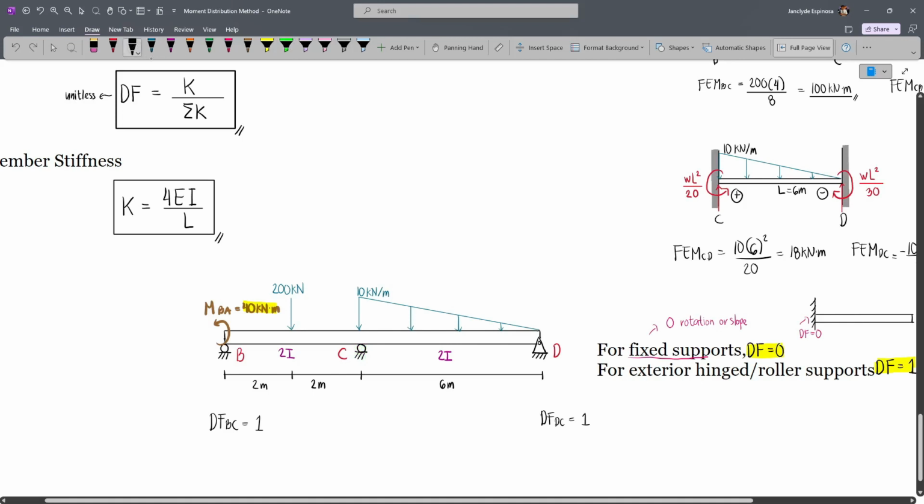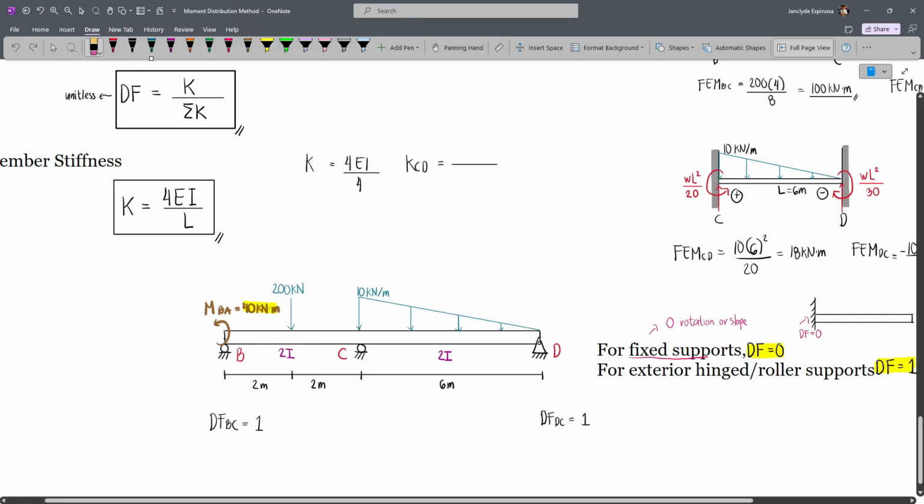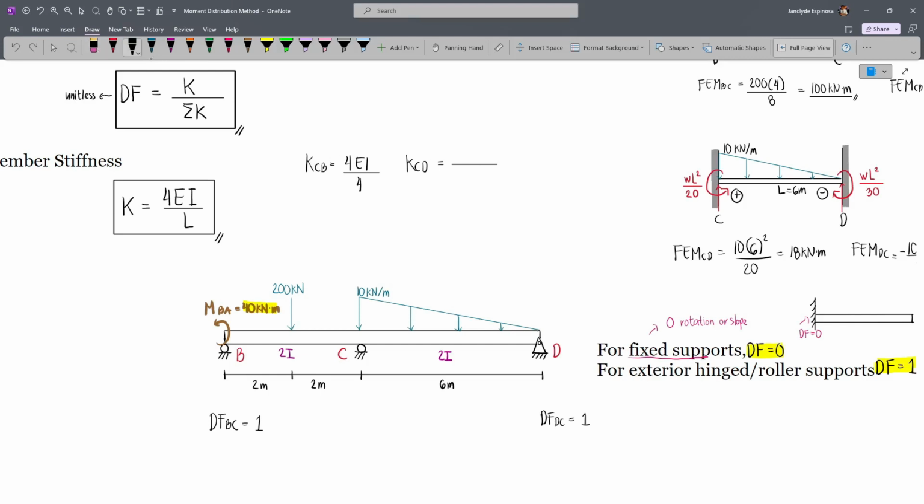Now, computing KBC, we have 4EI over L. So this is 4 times E times I divided by the length, which is 2 meters plus 2 meters, that will be 4 meters. And then for KCD, for this adjacent span, we have, again, this is just the same as KCB because the values are equal. Let's just change this into KCB. And then our KCD is equal to 4EI divided by the length, which is 6 meters.